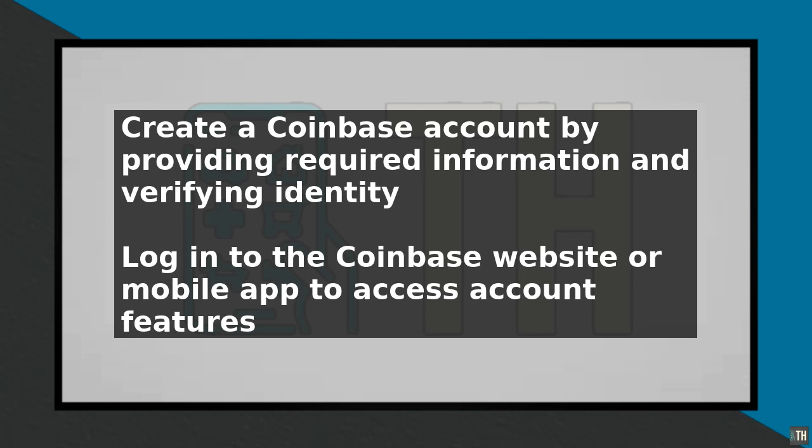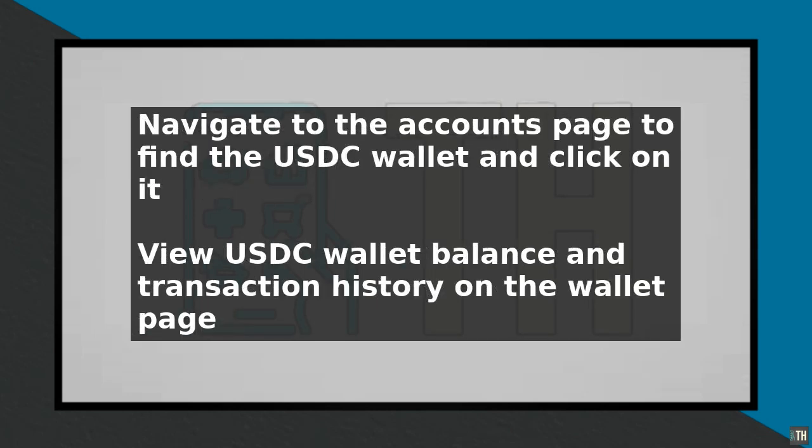Once your account is set up, log in to the Coinbase website or mobile app. To receive USDC, navigate to the Accounts page, where you will see a list of all your available wallets. Find the USDC wallet and click on it. This will take you to the USDC wallet page, where you can view your balance and transaction history.